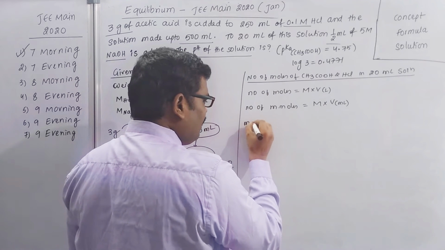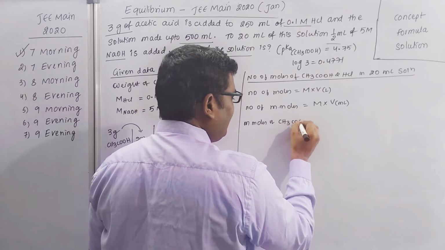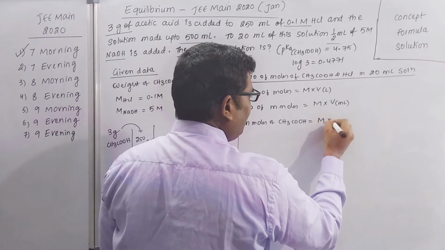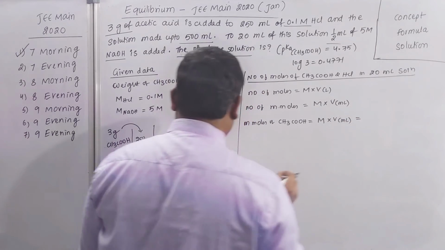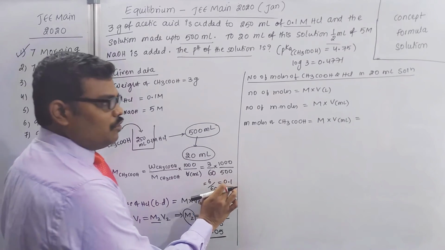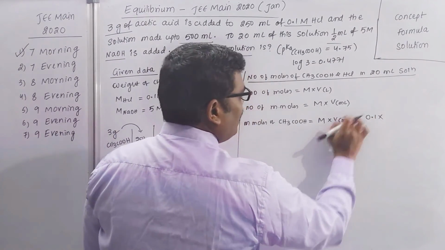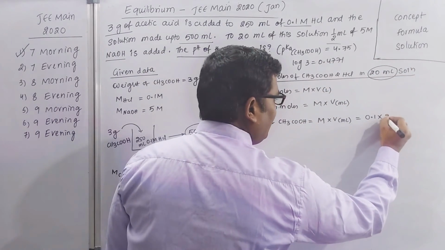Now I am going to calculate millimoles of acetic acid, CH3COOH, which is equal to its molarity into volume in milliliters. So what is the molarity of acetic acid here? Molarity of acetic acid in 500 ml is 0.1. So molarity is 0.1 into what is the volume here? 20 ml. The volume is 20 ml.